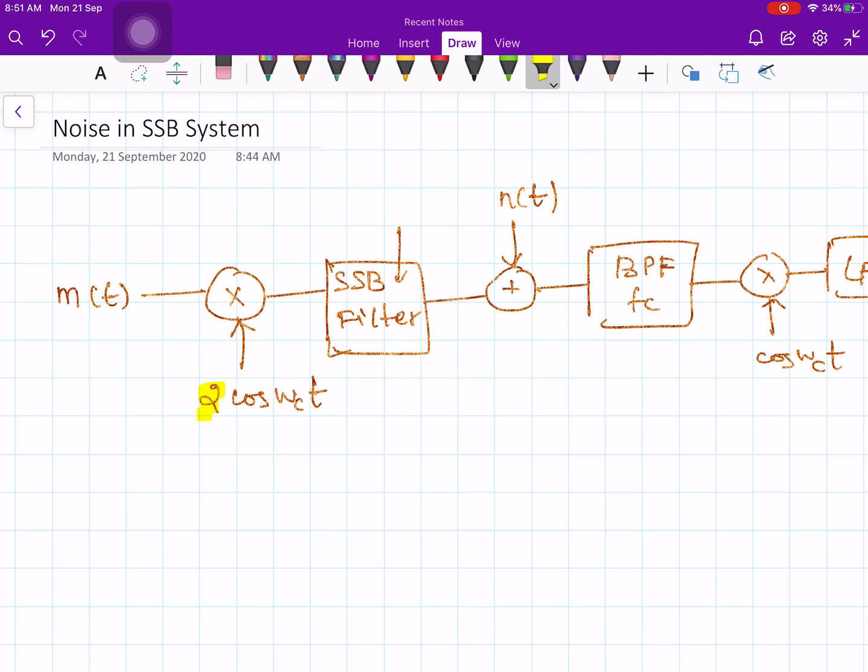Even if you put 5 times cos omega ct, then also it will be fine. 5 cos omega ct or cos omega ct, it doesn't affect my analysis, but it will make the derivation of this formula very complex. Even if you don't put this 2, doesn't matter, you still get the same result, don't worry. So only for convenience we are putting this 2 times cos omega ct.